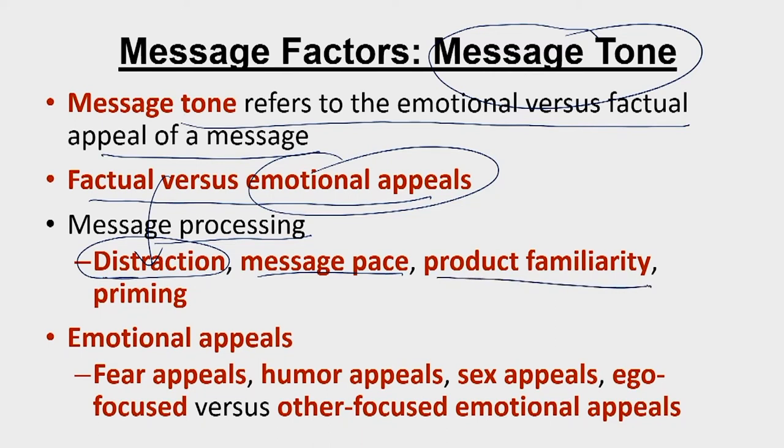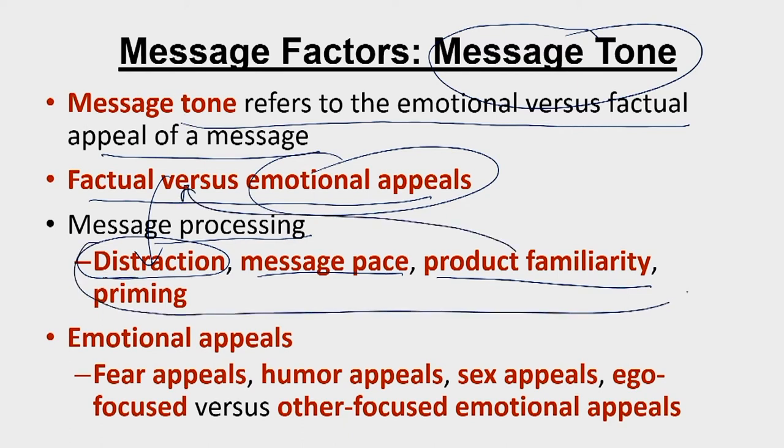Product familiarity. The more familiar a product is, the better factual messages work. So the more familiar you are with a product, the more factual messages work. But if you are not very familiar with a product, then emotional appeals tend to work more. Also, priming is another factor which affects factual versus emotional appeals. Priming works for novices and not for experts.